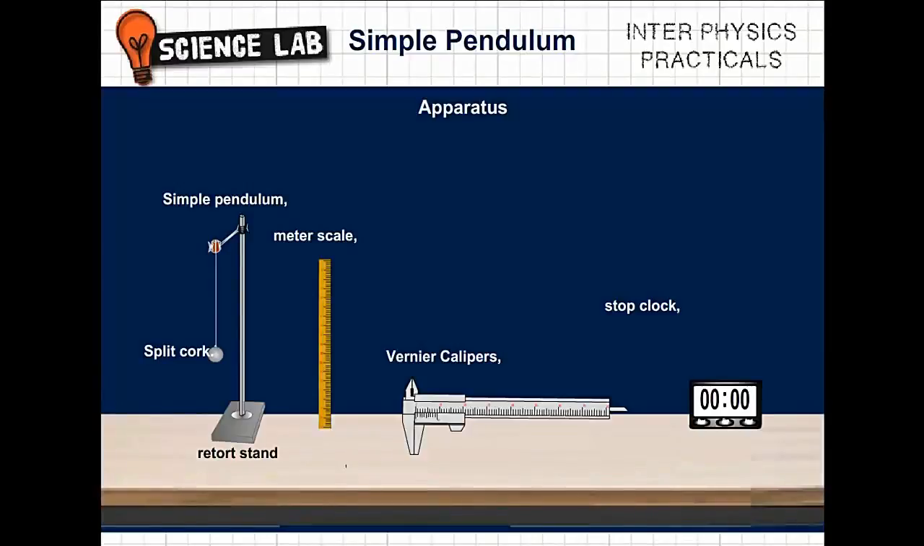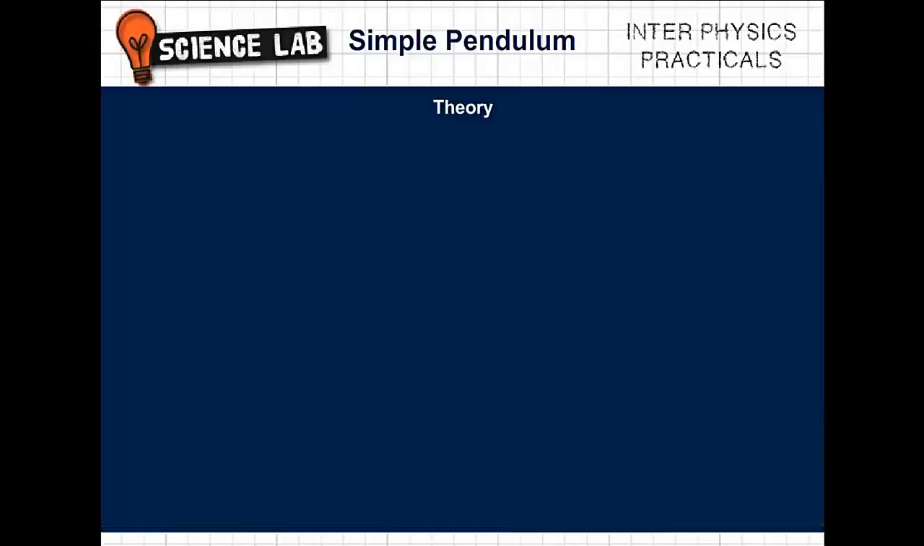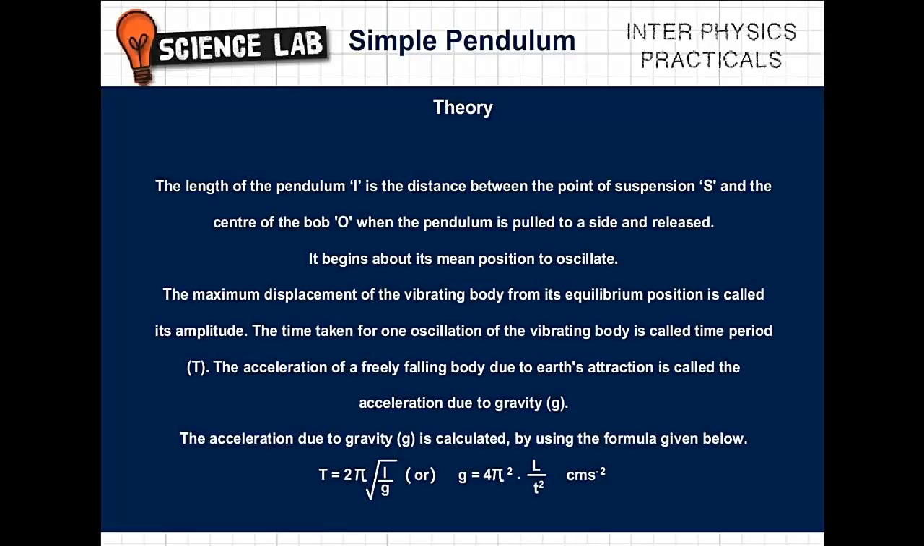Apparatus: Simple pendulum, stop clock, vernier calipers, meter scale, retort stand and split cork. Theory: The length of the pendulum L is the distance between the point of suspension S and the center of the bob O. When the pendulum is pulled to a side and released, it begins to oscillate about its mean position.